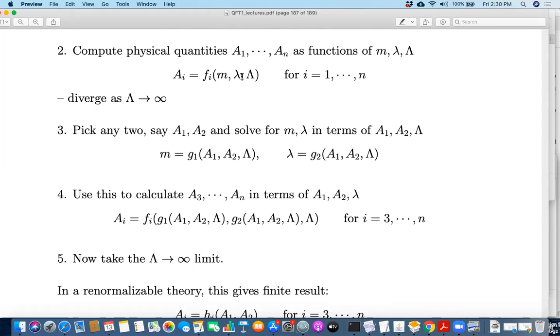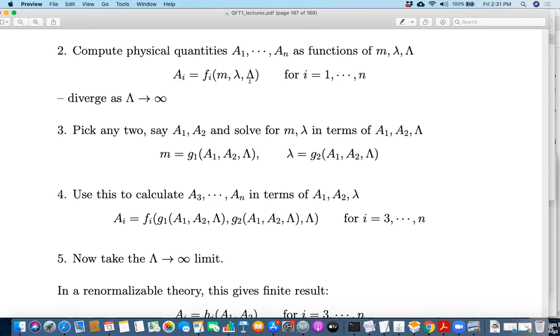If you keep M and lambda fixed and take capital lambda to infinity, then you have the usual perturbation theory, which is divergent. But if you also allow M and lambda to be divergent at the same time in an appropriate way, so that A1 and A2 remain finite, then that same way of taking M and lambda to infinity to make A1 and A2 finite makes all the other Ais also finite. That's another way of saying this.